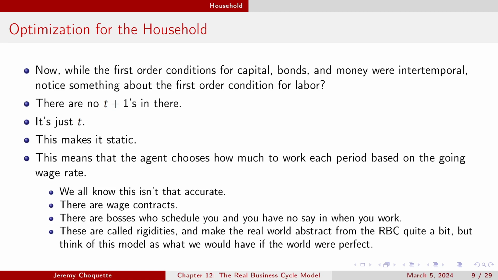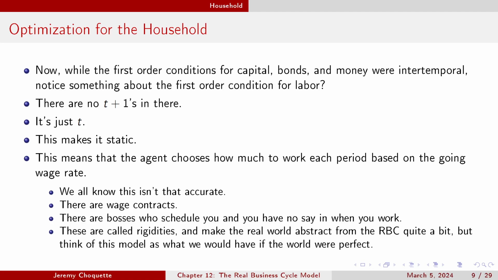So far, we have the first order conditions for capital and labor. Let's get on to bonds and money. Actually, let's not do that. Let's stay on the labor supply stuff for just a minute.